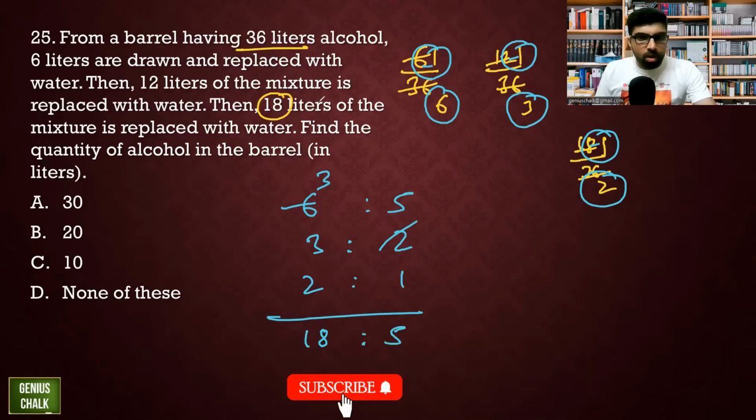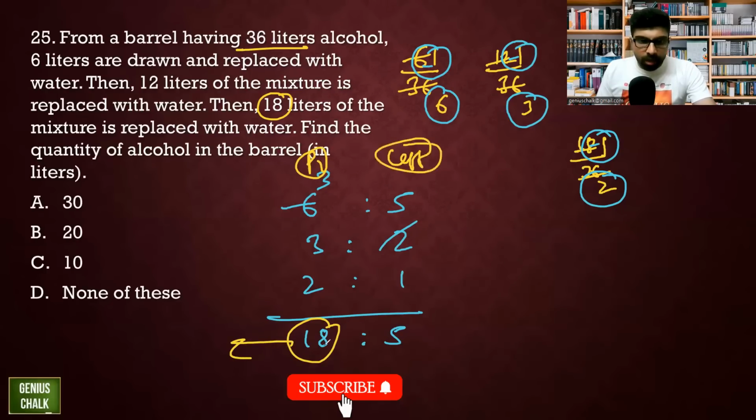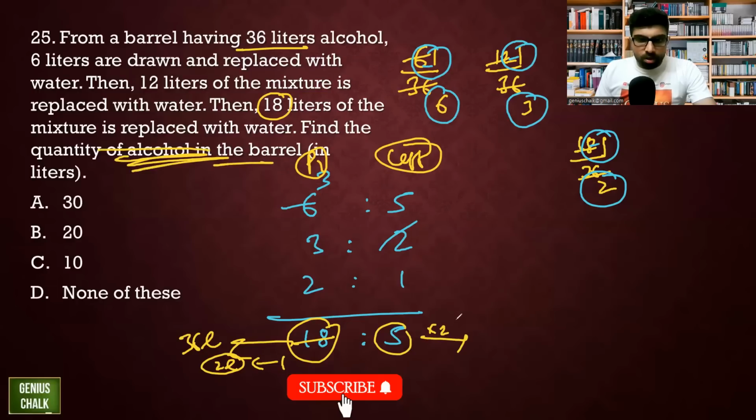What is asked? From the barrel having 36 liters of alcohol, that means the initial value of alcohol is 36. Here, we write the ratio of pure as well as left alcohol. So pure is 18, which is actually 36. So 1 value is 2 liters. So 5 value, this is alcohol left, right? So this is 5 into 2, 10 liters. So option C has to be my right answer.